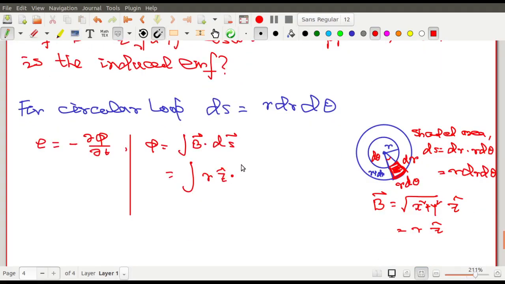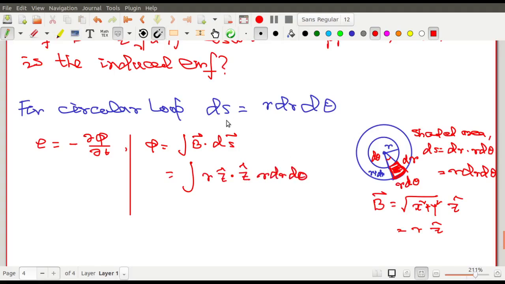And the surface vector, you know, is perpendicular to this one. So definitely, this plane is the xy plane. The plane of this screen is the xy plane. So what will ds be? ds will be z cap into the expression for ds that you already have, that is r dr d theta.